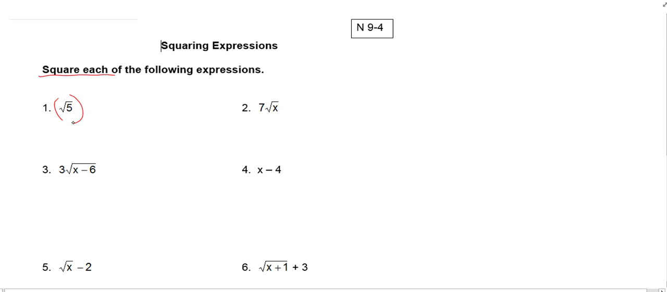So here we are. Of course, if we square a square root, the square root and raising it to the second power cancel each other out, and you're just left with 5.